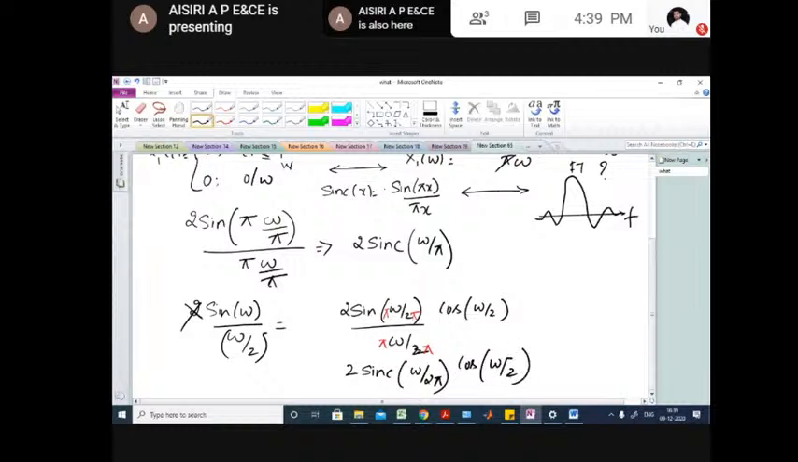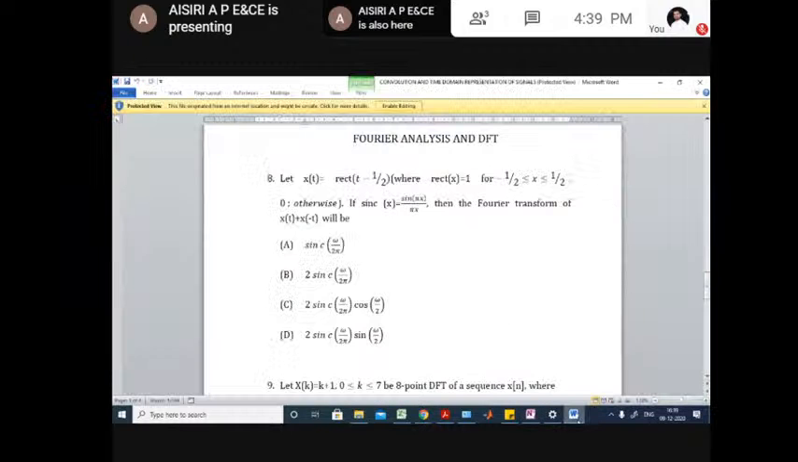First of all, if I try to use the half angle itself, I should be able to get that it is 2 into cos of omega by 2. You should be ready with the answer that it is option C. But for the sake of completeness, I have shown you the complete steps that we get the answer as 2 sinc of omega by 2 pi.